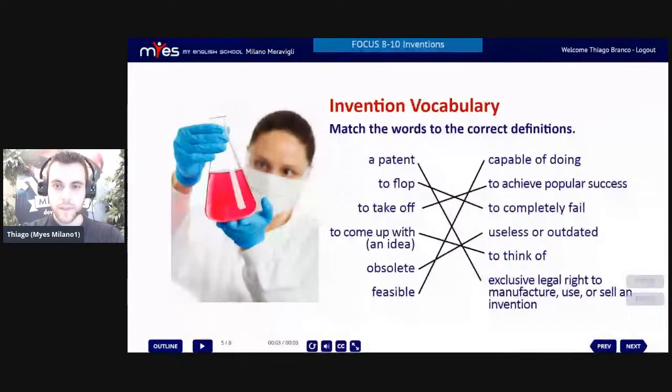So yesterday my party flopped. Okay, that works. The law of gravity comes up with an apple. Now, that one, just be careful, because when you come up with, it is an idea. So you could say that Newton came up with the law of gravity. Okay, so it's to have an idea.